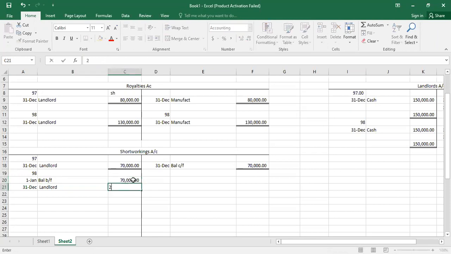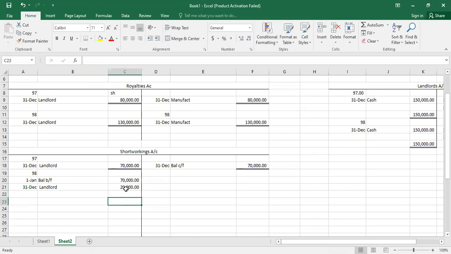And we have the short workings for this particular year as 20,000. So that we can now close our books at 90,000. So our 90,000 will now be our balance as at the end of the period ending 31st December 1998. So a lot of entries. So this one will be our 90,000.